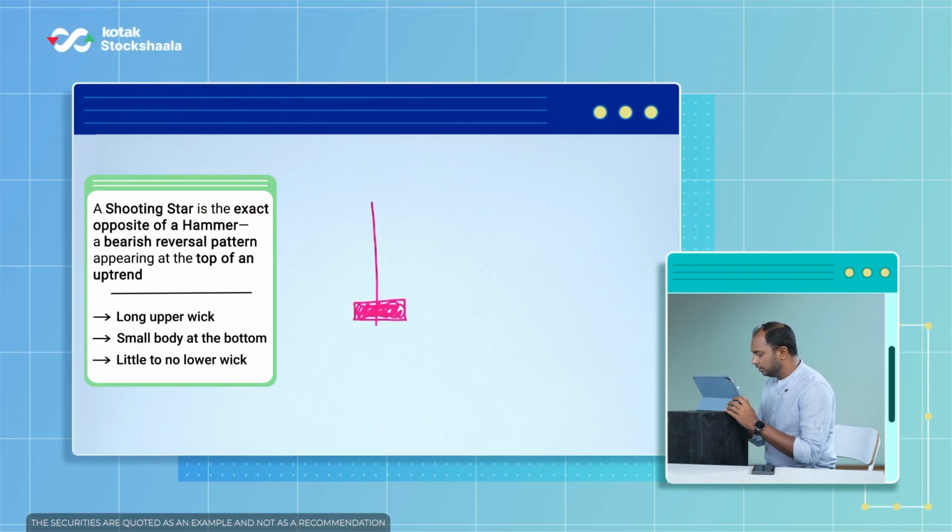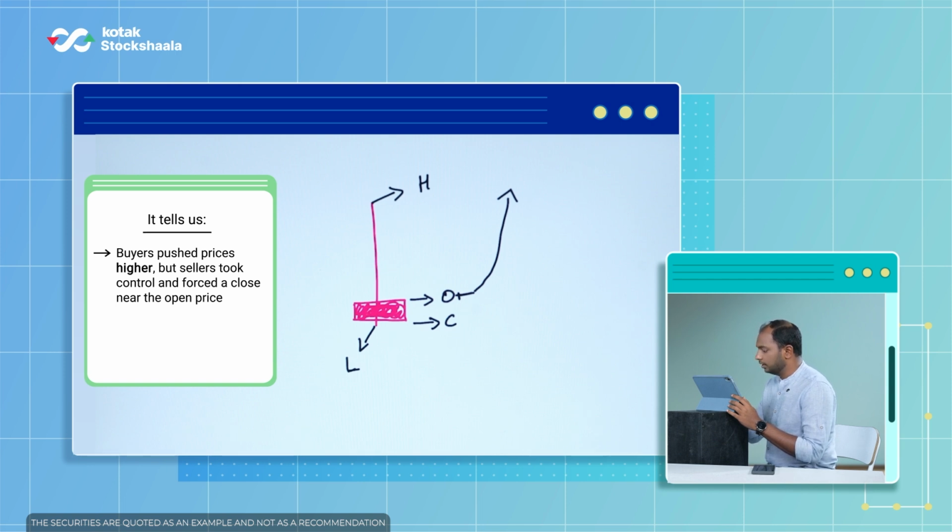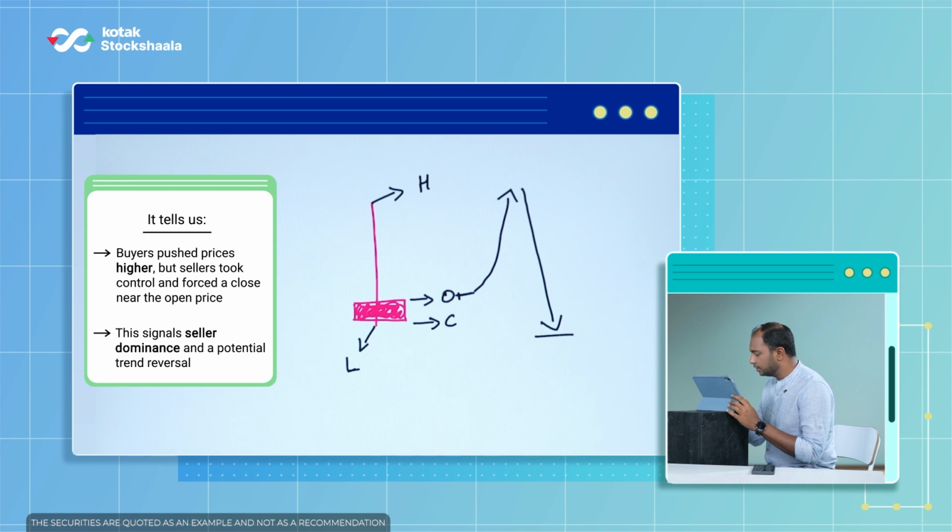Here, the opening price is the top of the body. This is the closing price. This is the low price, with a very small shadow at the bottom. And this is the high price. Now, at the start of the day, this was the opening price. And during the day, buyers took control and took the price all the way up to the high price. But they were not able to sustain it. The sellers took control and brought it all the way down to the low price. But finally, it ended at the closing price, which was just above the low price.